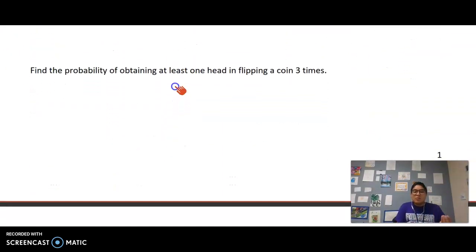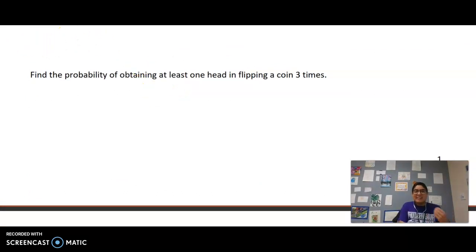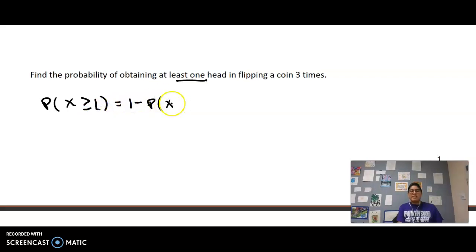Now let's take a look at the next one. Find the probability of obtaining at least 1 head. So here, at least 1, thinking back to our probability rules, means 1 minus none. So the probability that we obtain at least 1 head is going to be 1 minus the probability that we obtain no heads. And the probability that we obtain no heads, that's if we get tails all 3 times, that's just going to be 1/8.